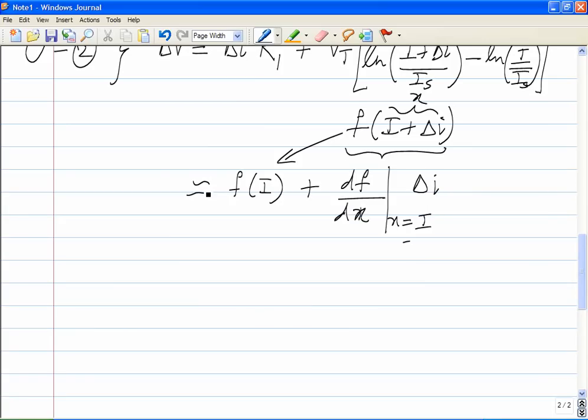This is the Taylor series, where all the other higher order terms have been truncated. We assume that they're so small compared to this first order term that we can neglect all of them, and that is only valid when this delta I is very, very small.